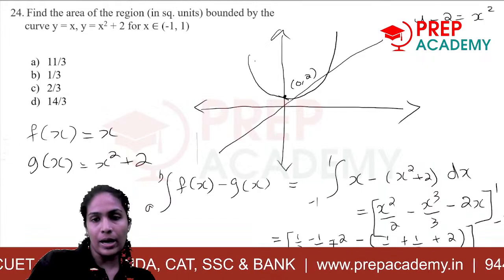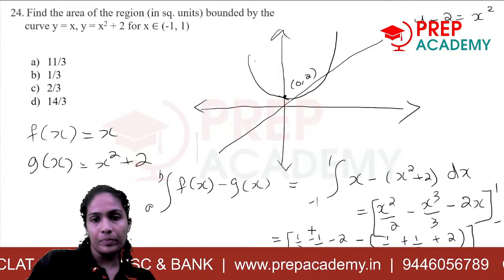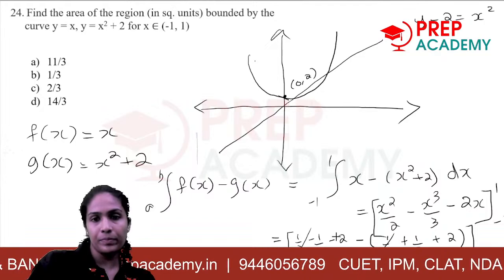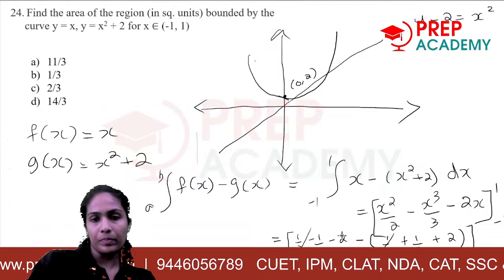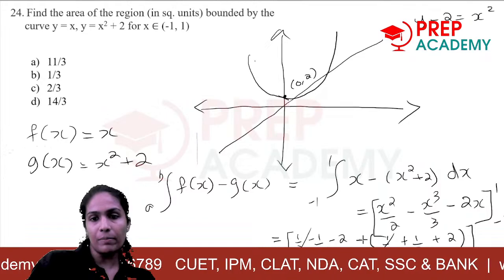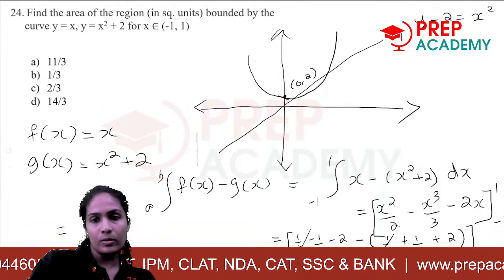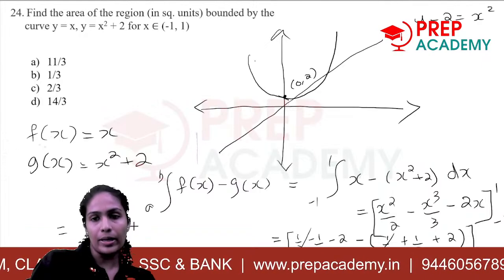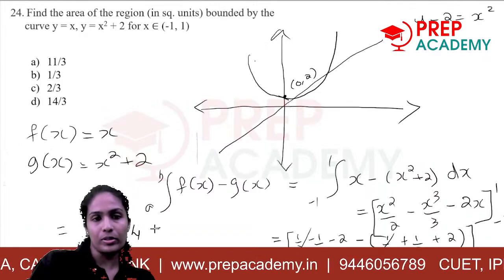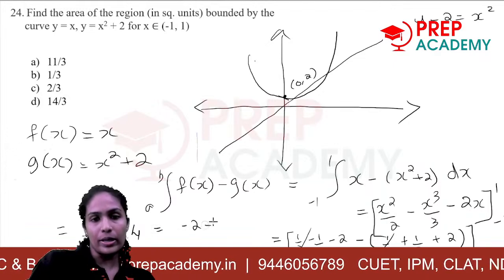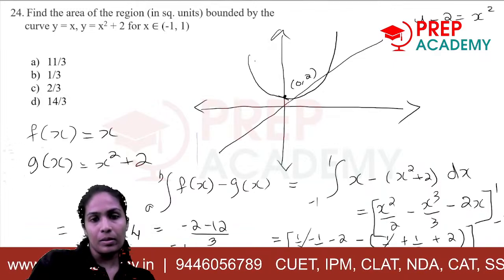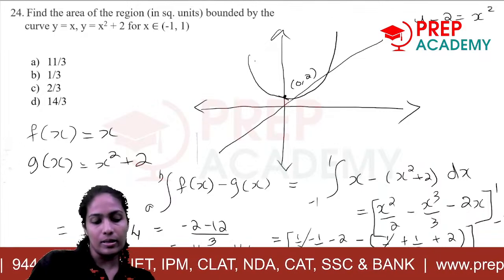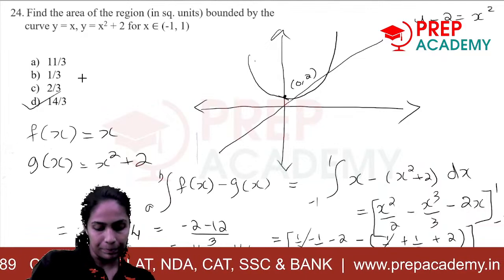Now opening the brackets, 1 by 2 and 1 by 2 get cancelled. So minus 1 by 3 minus 1 by 3 is minus 2 by 3, minus 4 is equal to minus 2 minus 12 by 3, that is minus 14 by 3. Since it's an area, we take the modulus value, that is 14 by 3. That is 14 by 3, option B.